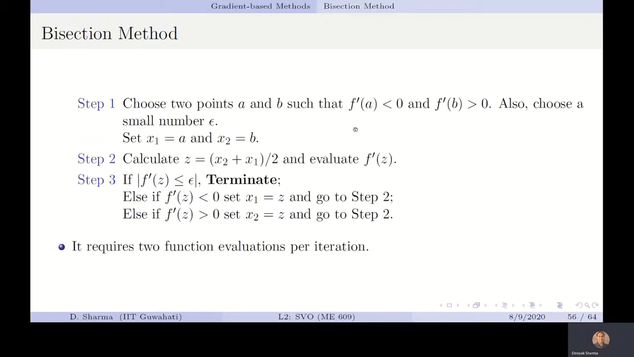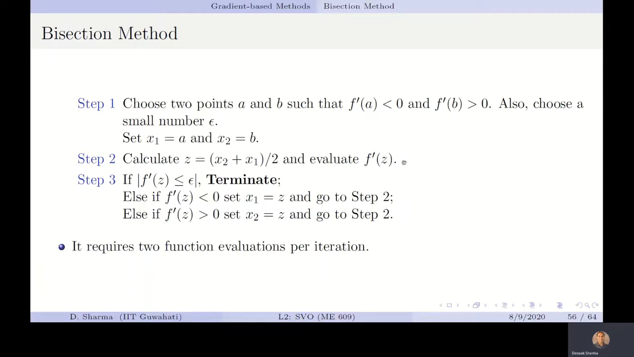How does this algorithm work? We need two points, A and B. We calculate the derivative, and we choose A and B such that the derivative at A is smaller than 0 and the derivative at B is greater than 0. We also choose an epsilon value, because we have to terminate the algorithm. We fix x1 equals A and x2 equals B. Thereafter, we calculate the middle point z, similar to interval halving, where we look for the middle point.